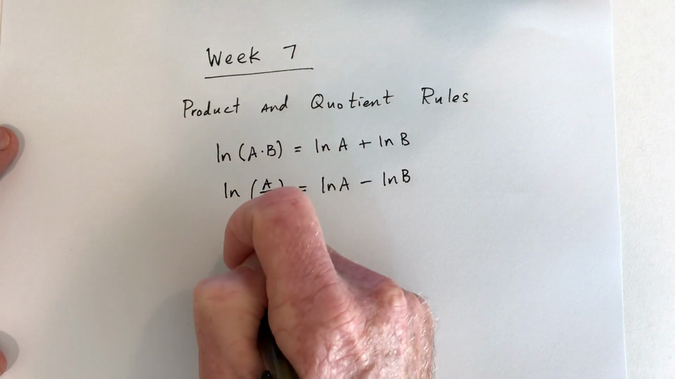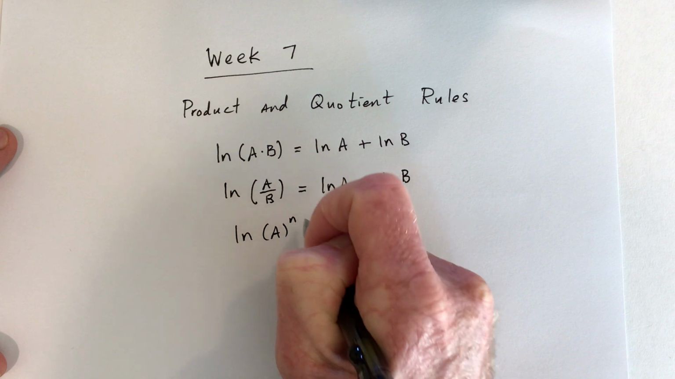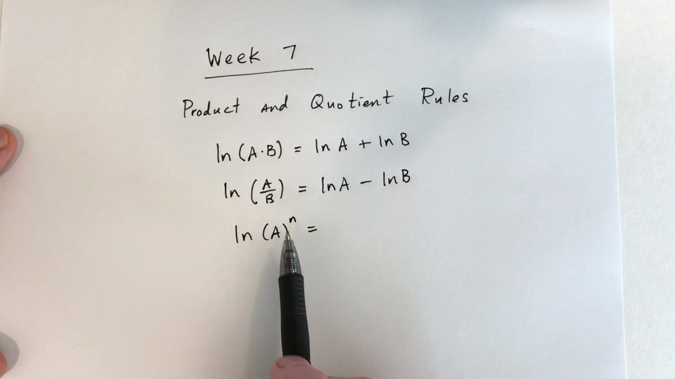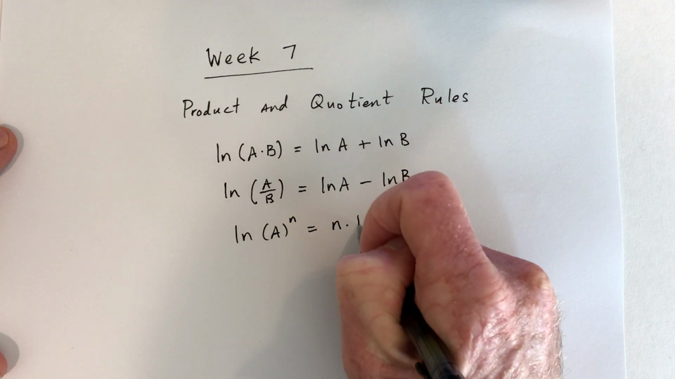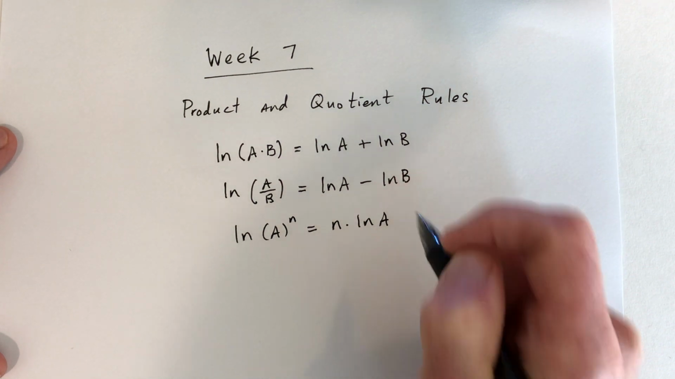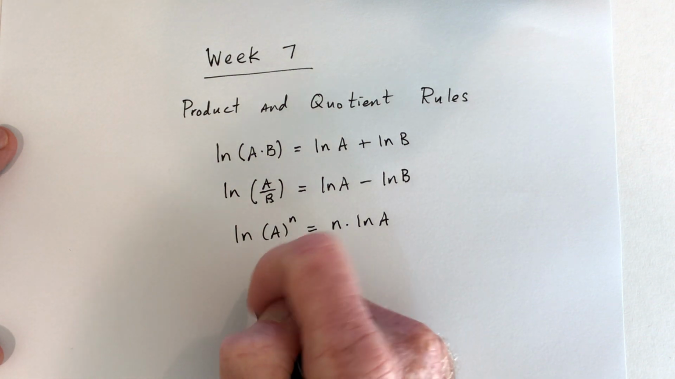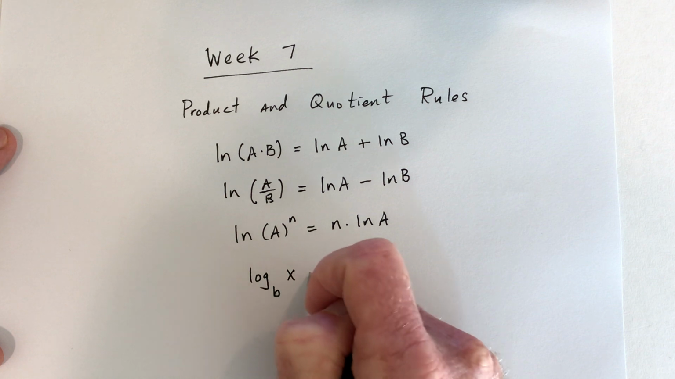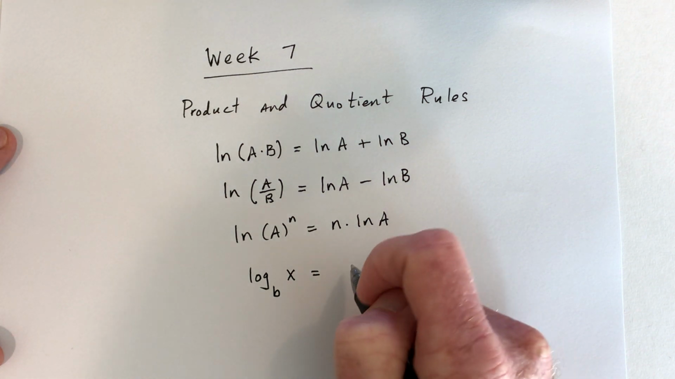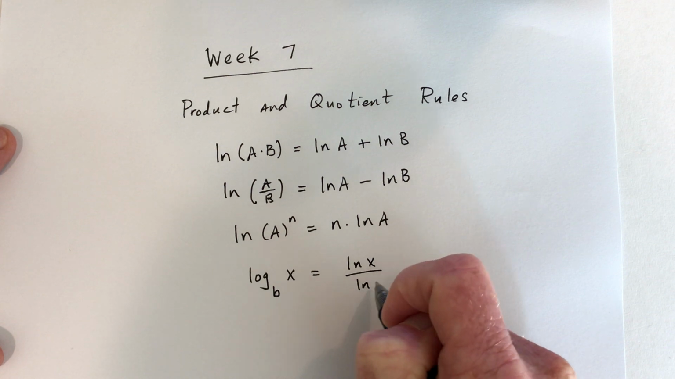And two more. One is if you have natural log and then this is raised to some power n, then you can take that exponent n, bring it in front and multiply. And then the last one is if you have log with some base b of x, then you can change that into ln of x over ln of b.